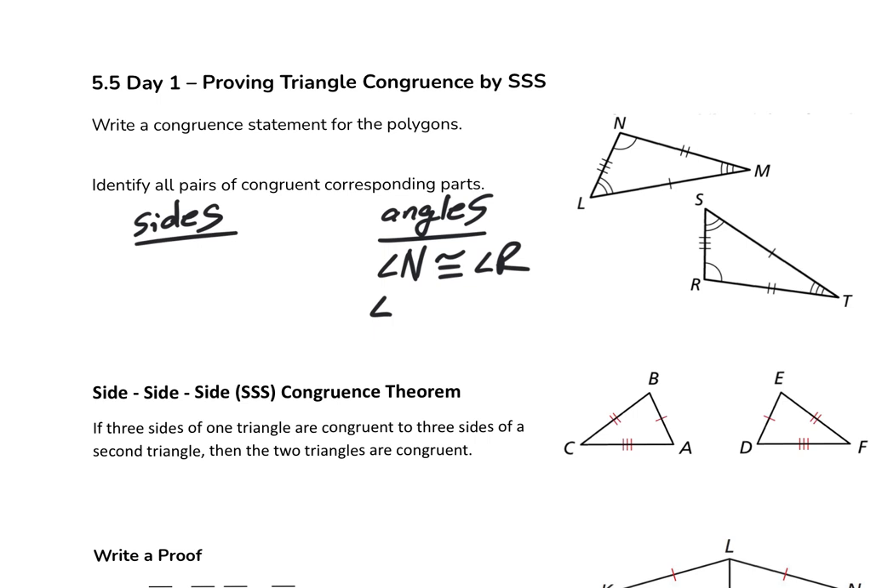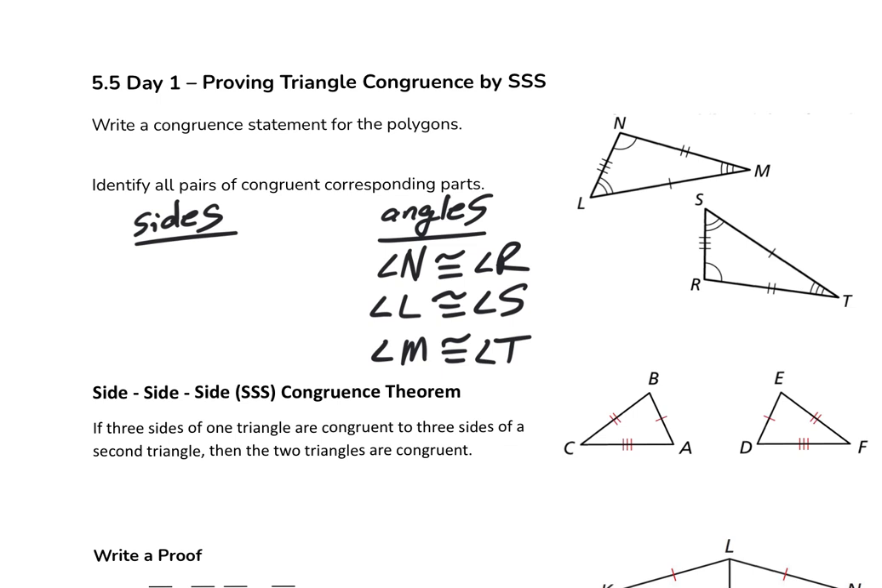And then angle L. I choose angle L because it has two markings. I'm just going 1, 2, 3. That's all I'm doing here. Angle L has two markings, so I look over at this triangle for the one that has two markings. It's got to be S. And finally, angle M is congruent to angle T. Okay? It's as simple as that.